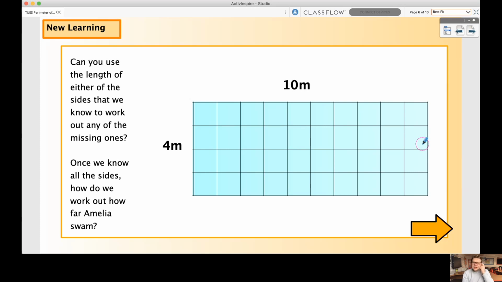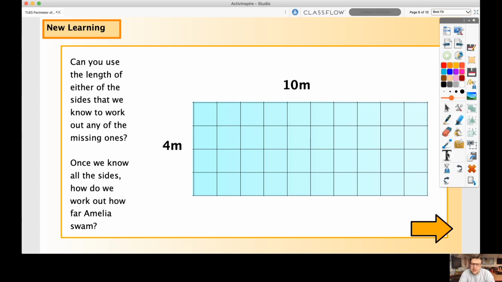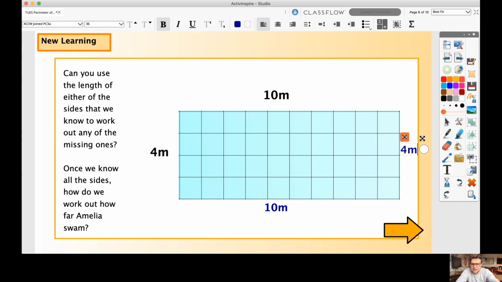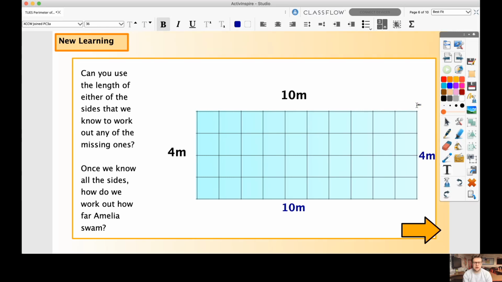Okay, so I can. Like we said earlier, these rectangles all have 2 sets of equal sides. So what that tells me is that if that side is 10 meters, let's change the color to blue, if that side's 10 meters, this side is also 10 meters because those 2 are equal sides. And if this one's 4 meters, this side is also going to be 4 meters. Okay? Then once we know all the sides, how do we work out how far Amelia swam?